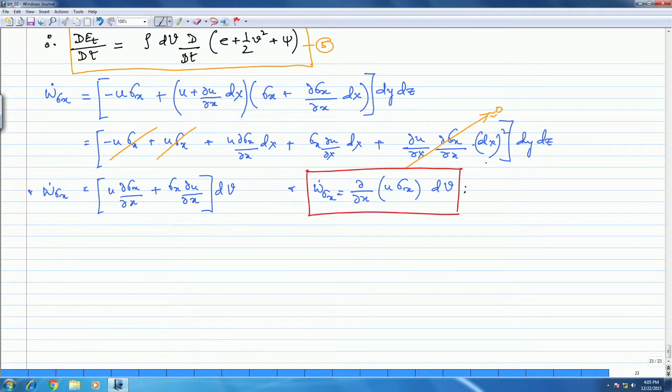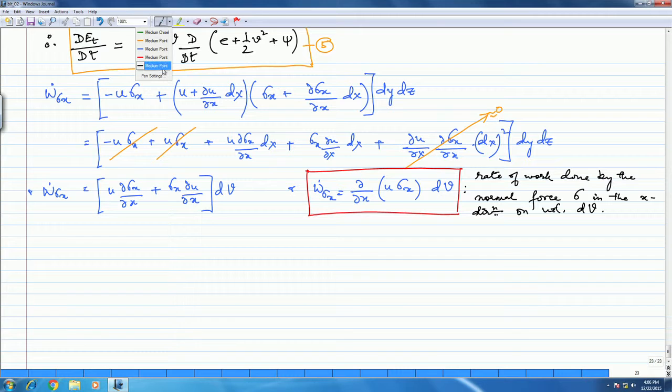What this means is the rate of work done by the normal force sigma in the x direction on volume dV, right.